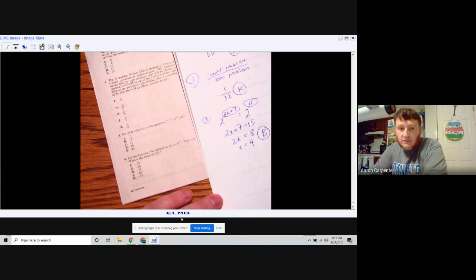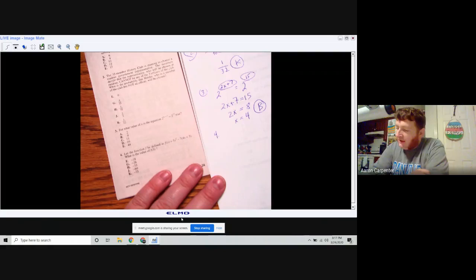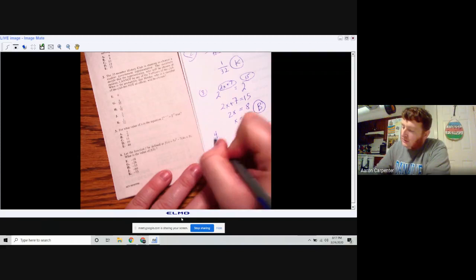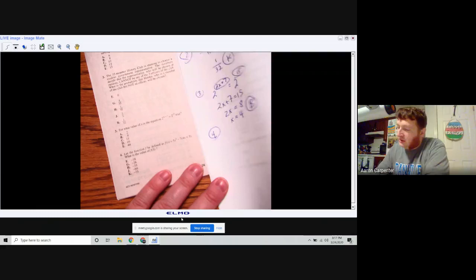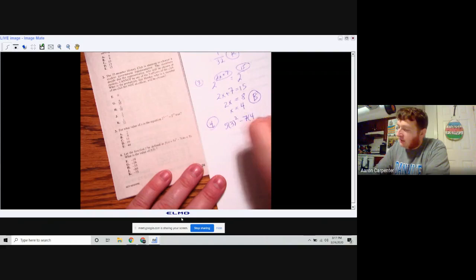Number 4. Let the function f be defined as f of x equals 5x squared minus 7 times the quantity 4x plus 3. What is the value of f of 3? As long as you are familiar with function notation, this is a straightforward question. You do need to substitute and evaluate 3 for x. So I'm just going to rewrite the function that they gave. Maybe I'll change that to a bracket so that there's not like parentheses.